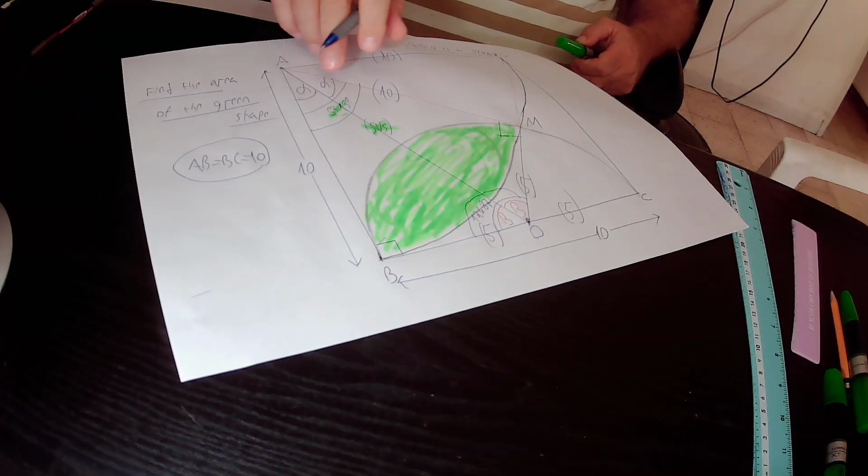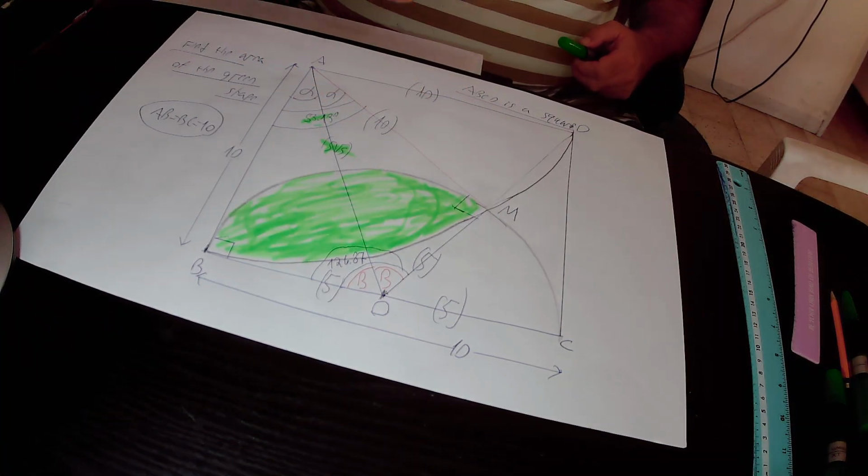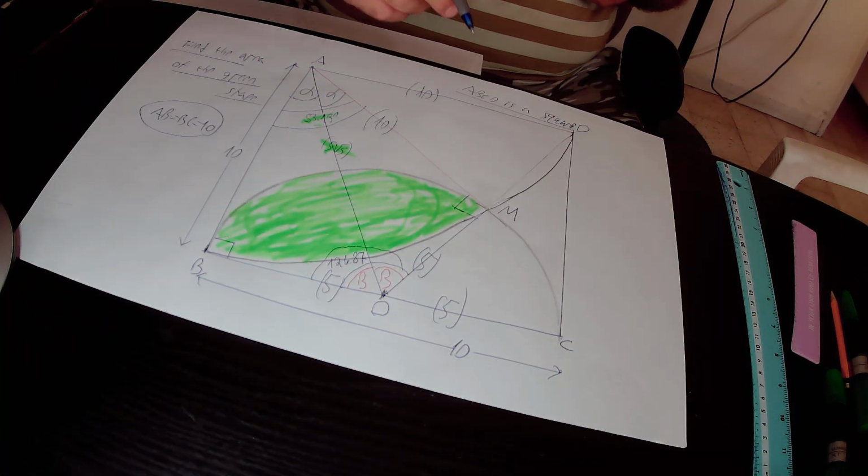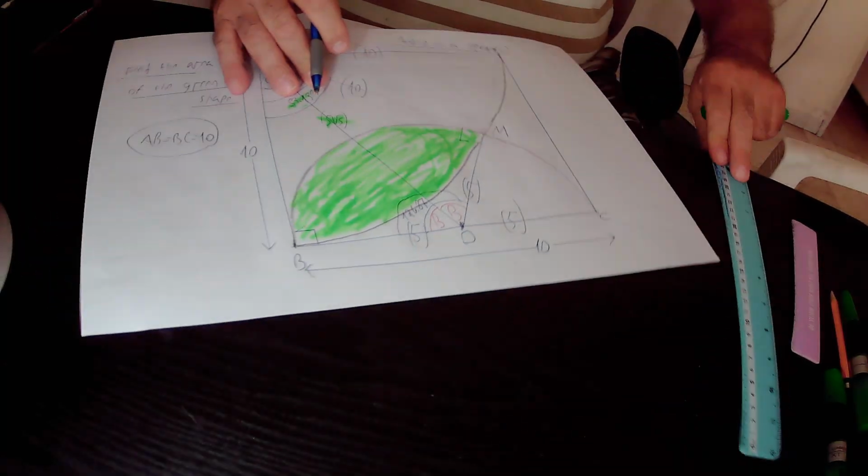Our task is to find out the area of this green shape. So first of all, we join points M and B together by a straight line.